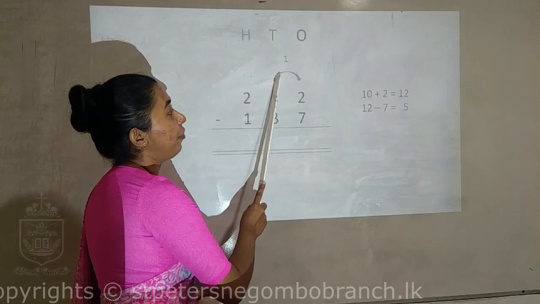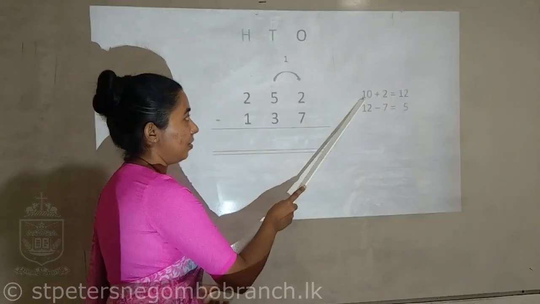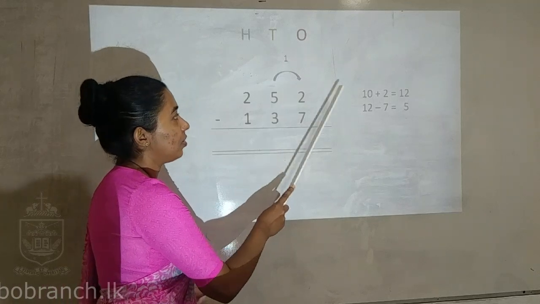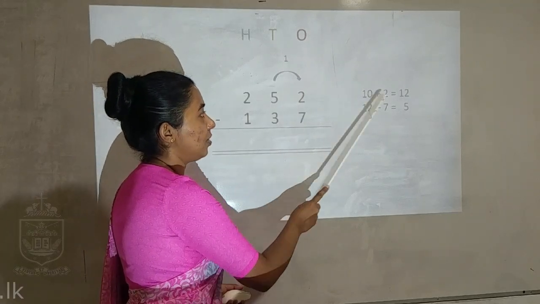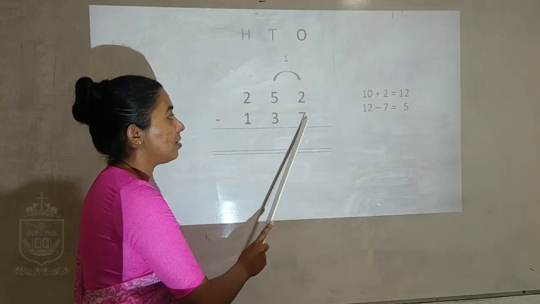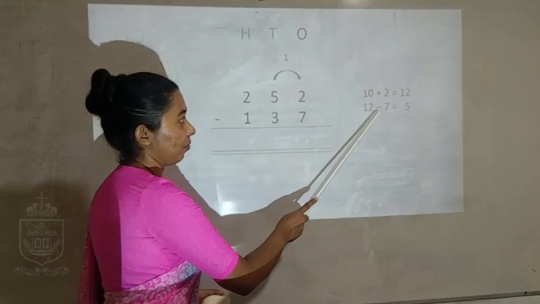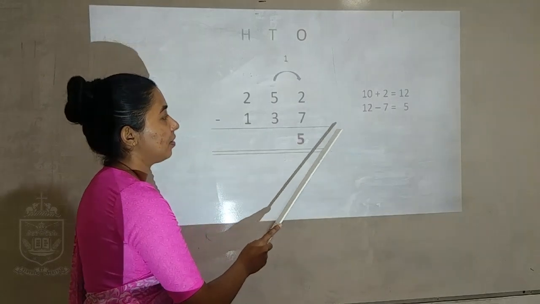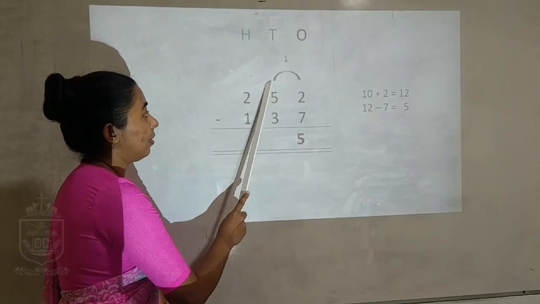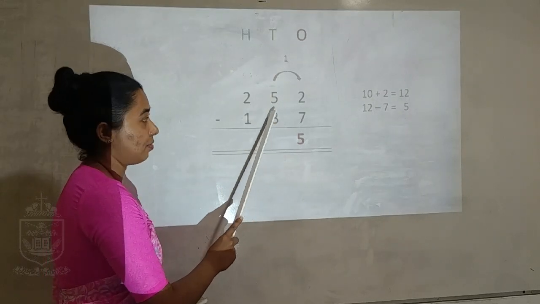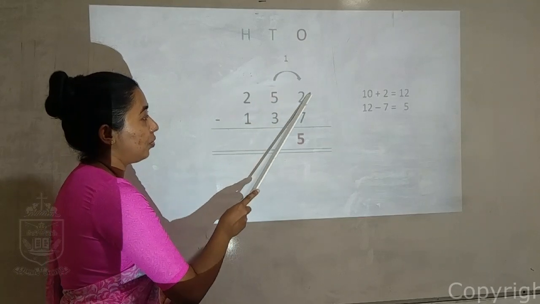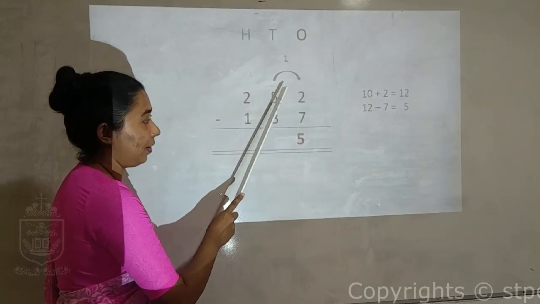So if we ask 1 from tens, this 1 is equal to 10. So 10 plus 2 is equal to 12. Now we can subtract 7 from 12. The answer is 5. Now we are going to subtract the tens. Since we gave 1 to this group, now only 4 is remaining here.